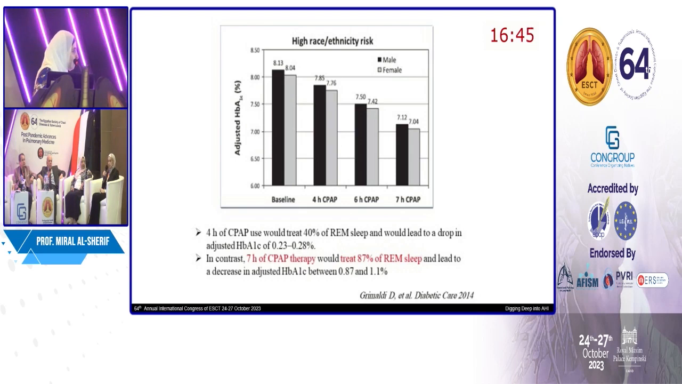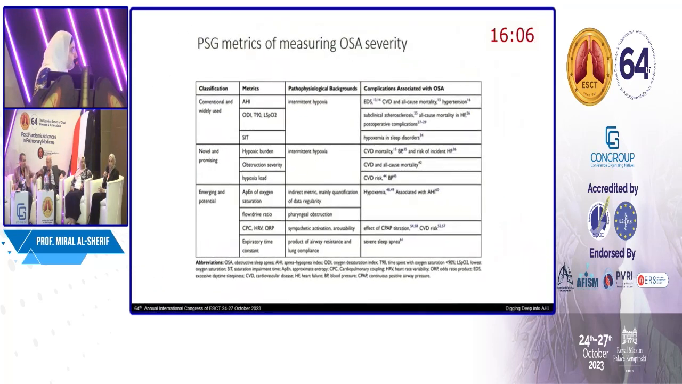On the other hand, when we use 4 hours of CPAP during sleep, this contributes to treatment of 40% of the REM events, and this is very good for the diabetic patient as it reduces the hemoglobin A1C by around 0.25%. And when we use CPAP overnight for 7 hours, this will treat the apnea-hypopnea index during REM by 87%, and thus will correct the hemoglobin A1C by up to around 1%. And this is a great success for diabetic patients with obstructive sleep apnea.